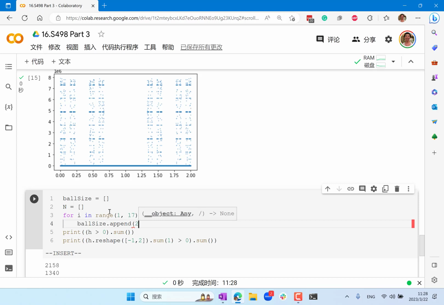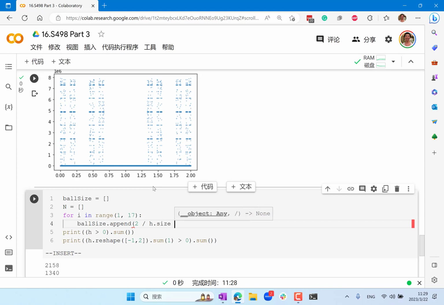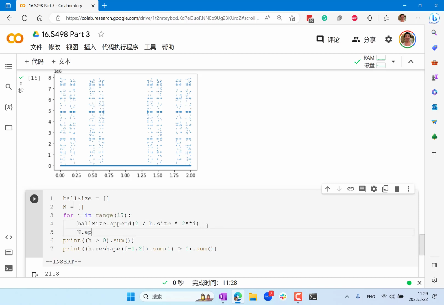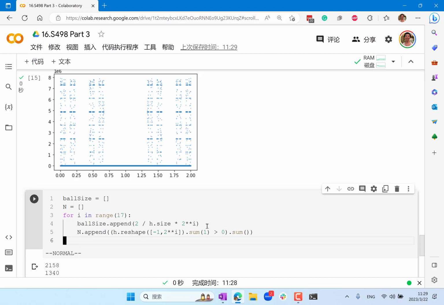So the whole width of the domain divided by h dot size, right? So that's the smallest ball size times 2 to the I, where I goes from 0 to 17, or 2 to the 16. So that is the size of the ball. And non-zero balls is going to be equal to that, reshaped with 2 to the I, dot sum over axis 1, greater than 0. Right? Does it make sense what I'm doing?